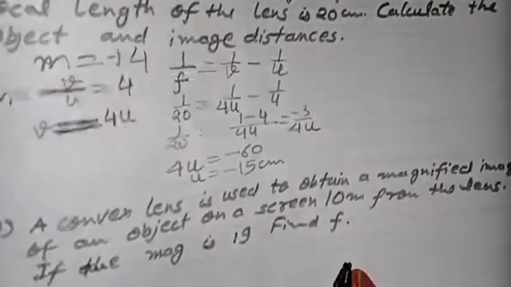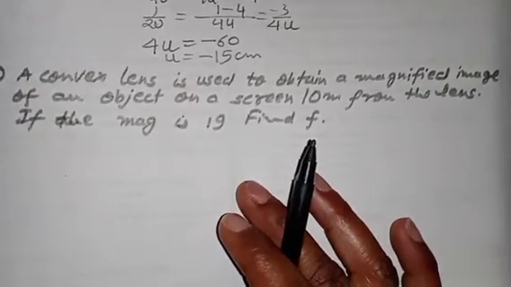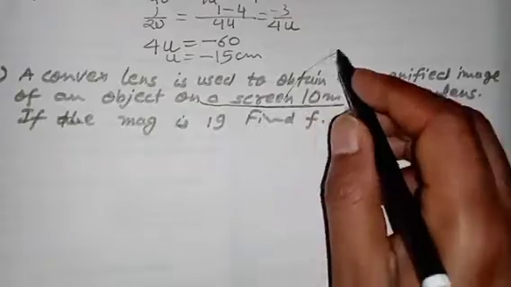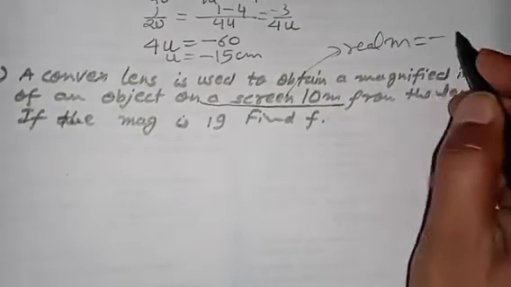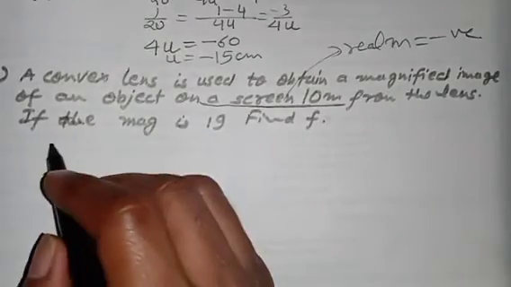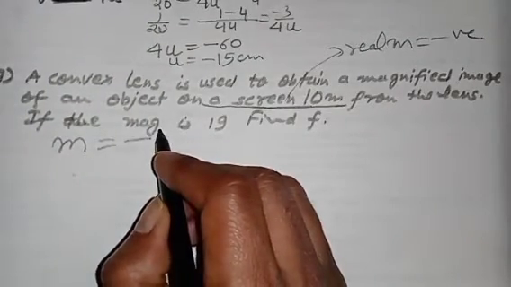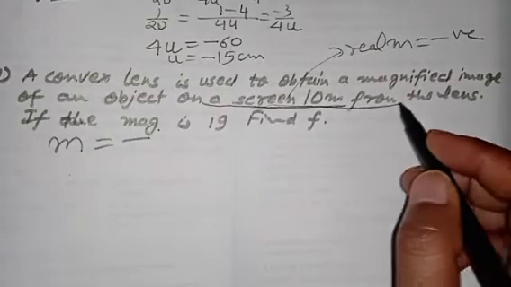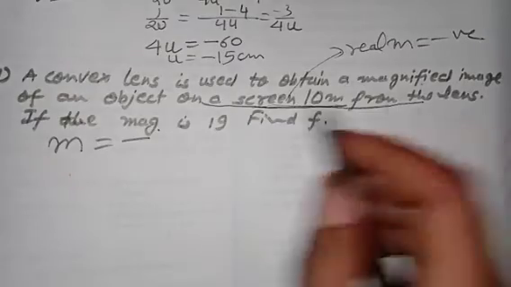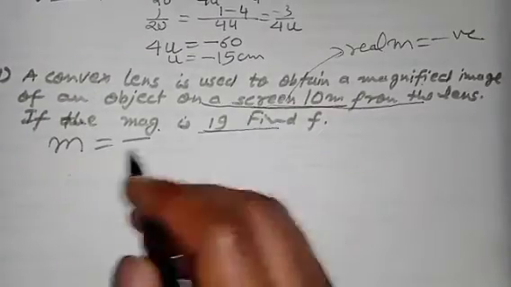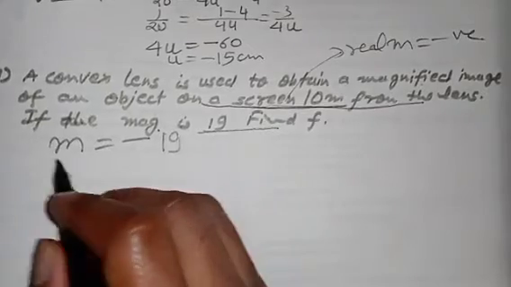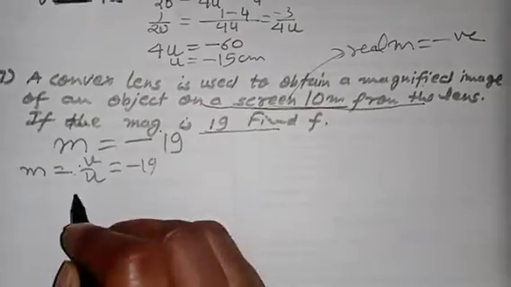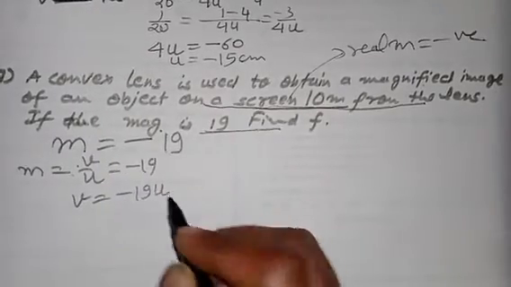I'm not doing it. A convex lens is used to obtain a magnified image of an object on a screen. If we can get it on a screen, then it must be a real image, so m will be negative. The image is 10 meter from the lens, and the magnification is 19. So m equal to minus 19, and m is once again minus v by u, equal to minus 19, so v equal to 19u.